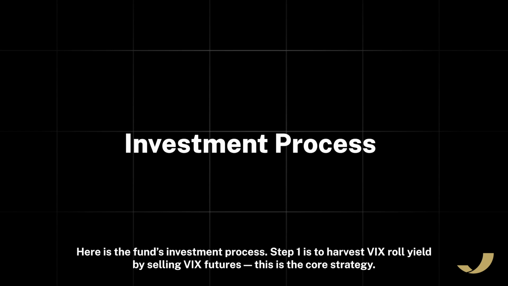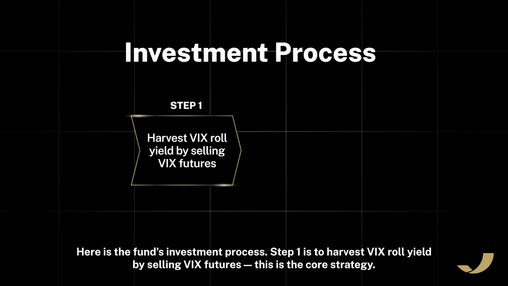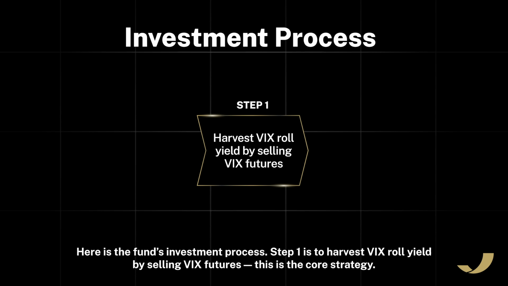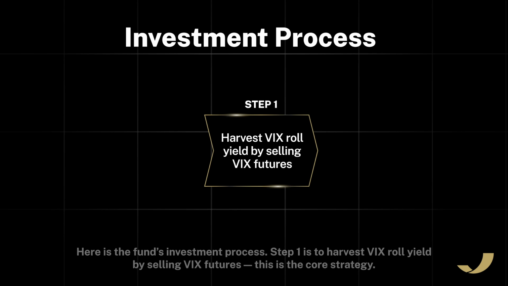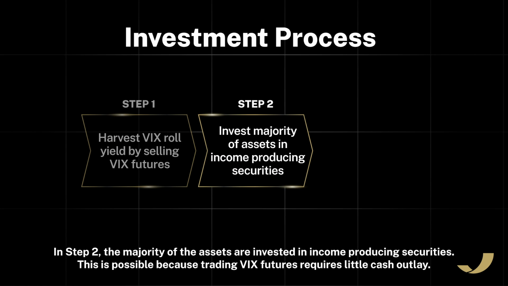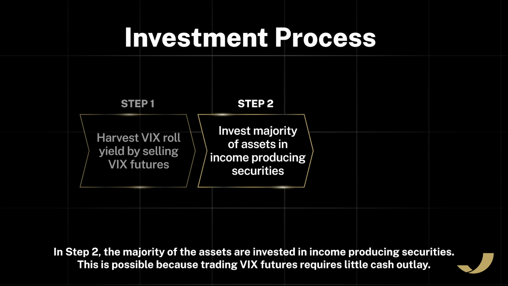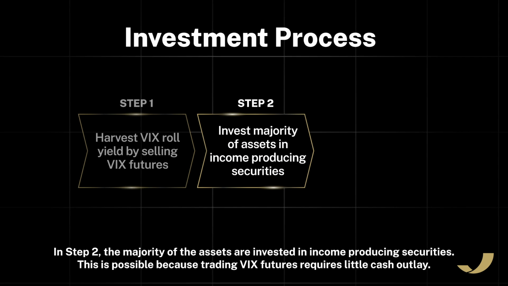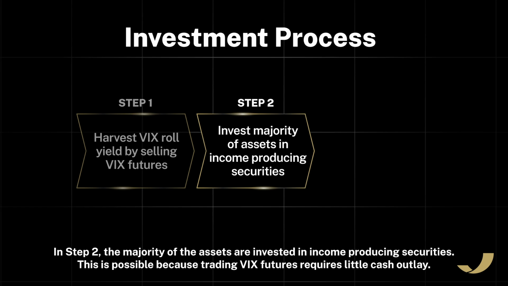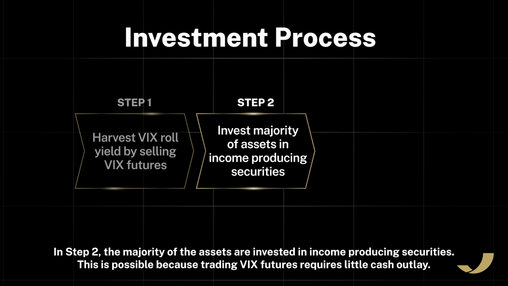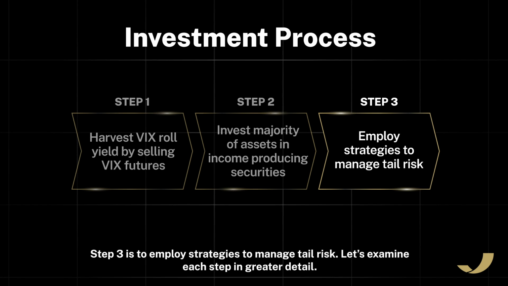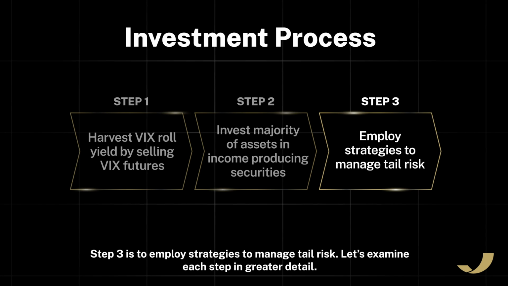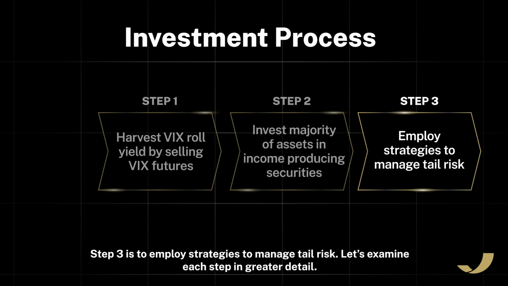Here is the fund's investment process. Step 1 is to harvest VIX roll yield by selling VIX futures. This is the core strategy. In step 2, the majority of the assets are invested in income-producing securities. This is possible because trading VIX futures requires little cash outlay. Step 3 is to employ strategies to manage tail risk. Let's examine each step in greater detail.